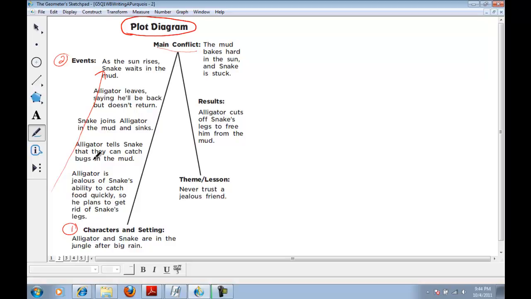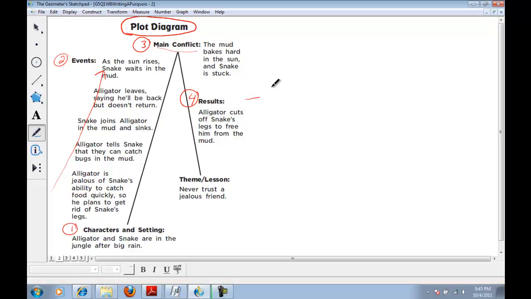Now, all of those things have happened to lead us to the main conflict. And the main conflict in this pourquoi is that the mud bakes hard in the sun and Snake is stuck. Oh no! Now, as the conflict is resolved, our action is falling. And so we're going to write the results here. Alligator cuts off Snake's legs to free him from the mud. And that's the results, the strong conclusion that you're looking for.